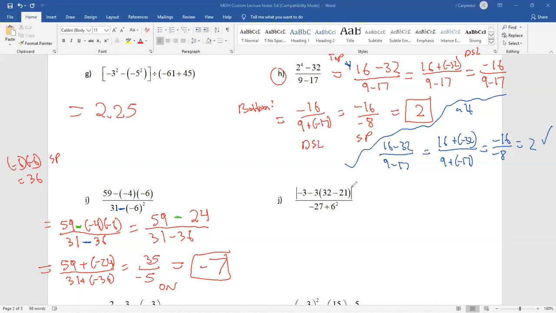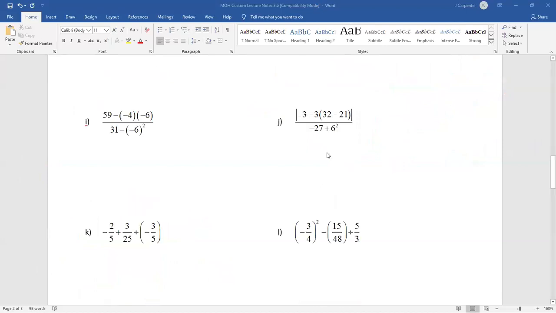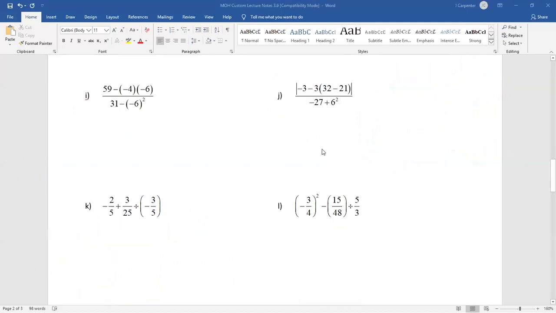36 over 9. That answers 4. If you want to try it out on your own, I do need to clear my screen. Give you 10 seconds. All right. K is fun, but we're going to do L.